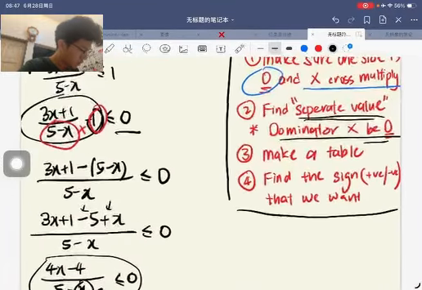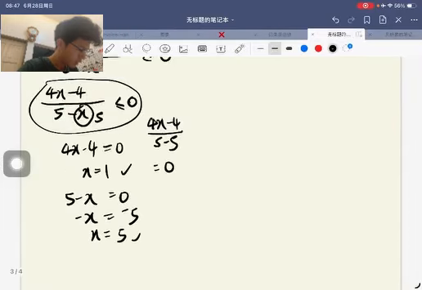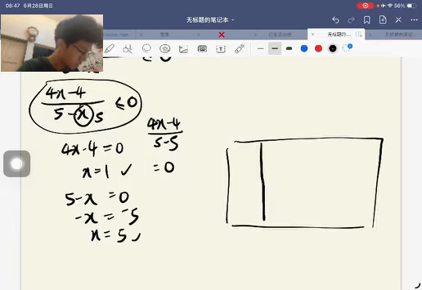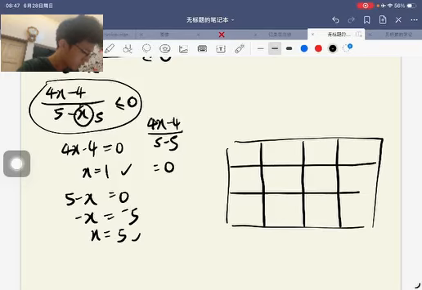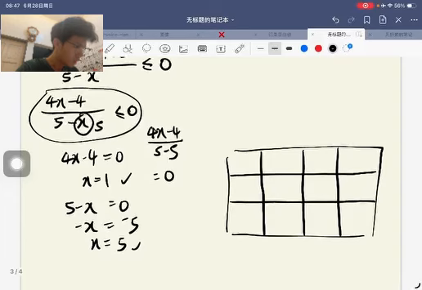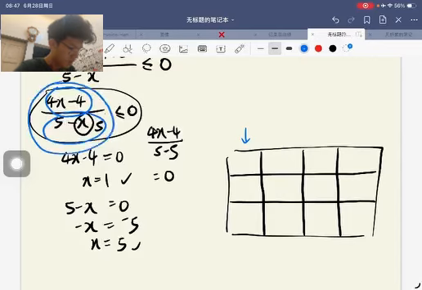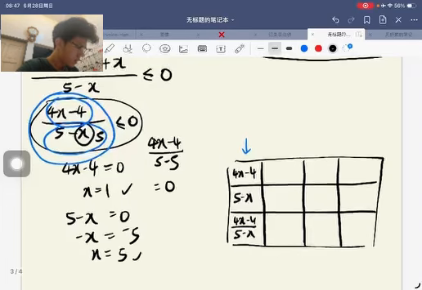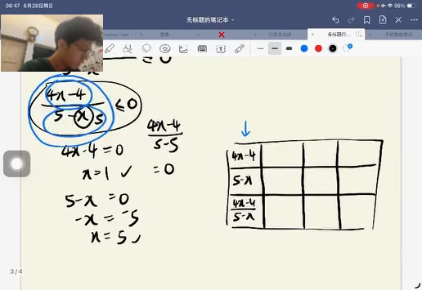Now we need to make a table. So the table, we have 4 columns. So we just draw 4 columns. So the first column, we have 3 lines in this table. So what we need to write? For the first column, we need to write this, and then this, and all this. Simple, easy. So we just write it out: 4x minus 4, 5 minus x, and then the whole thing. Now we just put the separate values here, the lower value and the higher value.